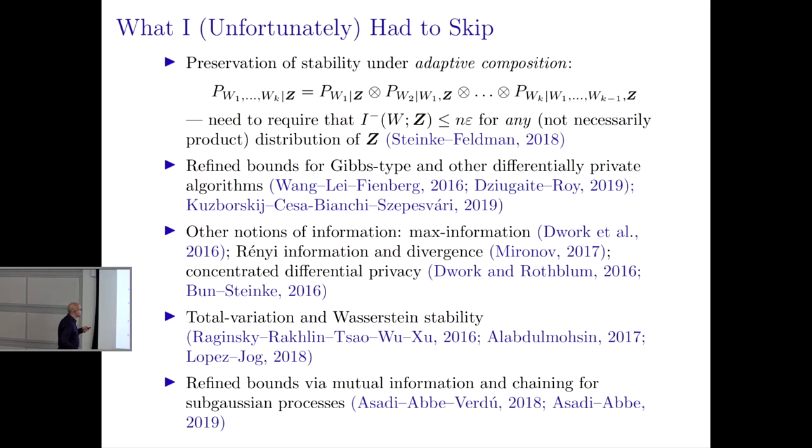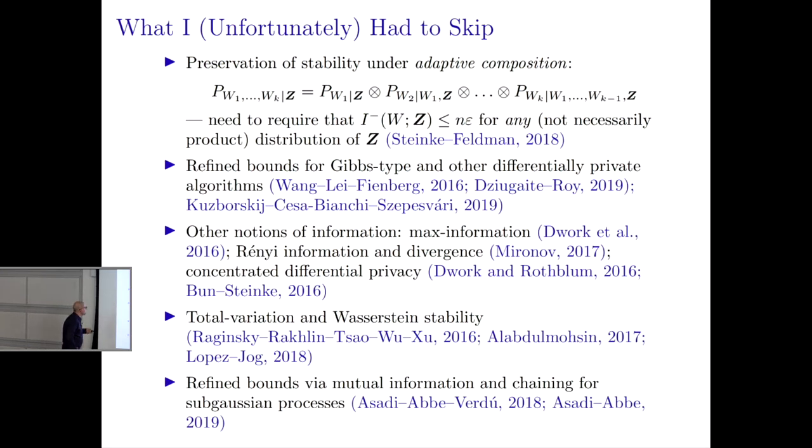So for example, there's a nice paper in last year's COLT by Thomas Steinke and Vitaly Feldman, where they were interested in something called leave-one-out stability, which I didn't even mention. Along the way they said, if you require this erasure mutual information to be bounded for any distribution of Z, and they constructed examples of algorithms where that's the case, then you can actually show that the stability is preserved by adaptive composition. Whereas if you only look at product distributions, you can show that clearly it's not preserved.